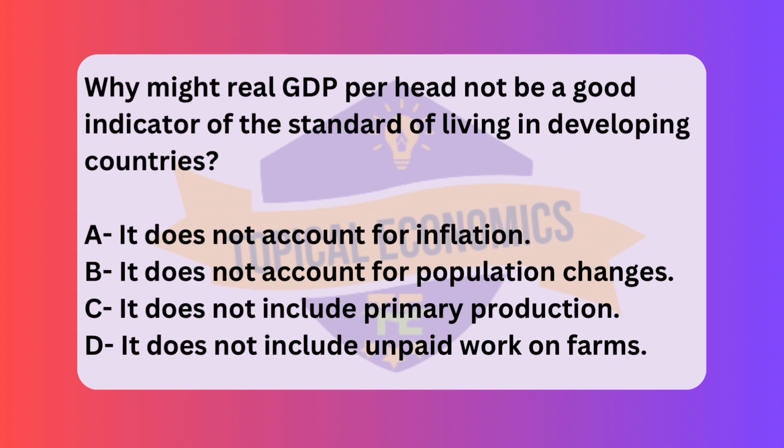Lastly, option C. It does not include primary production, is also incorrect. Primary production, such as agriculture, mining, and fishing, is included in GDP. In fact, primary industries make up a significant part of the economy in many developing countries, and their output is reflected in GDP calculations. The issue with real GDP per head in developing countries is not the exclusion of primary production, but the failure to capture non-market activities, such as subsistence farming and other unpaid work, which are often a large part of economic activity in these regions.